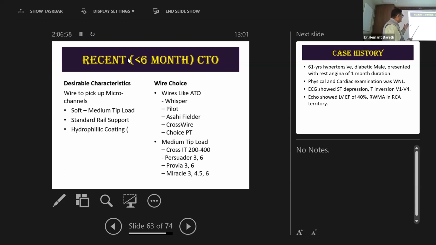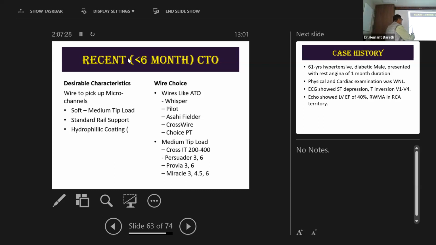So now the fourth situation is a recent CTO, less than 6 months. The difference between recent CTO and older CTO is that in a recent CTO, many micro channels are present. And in an older CTO, there is just fibrosis and calcification. So an older CTO is to be treated differently. So here, what you want is to pick these micro channels.